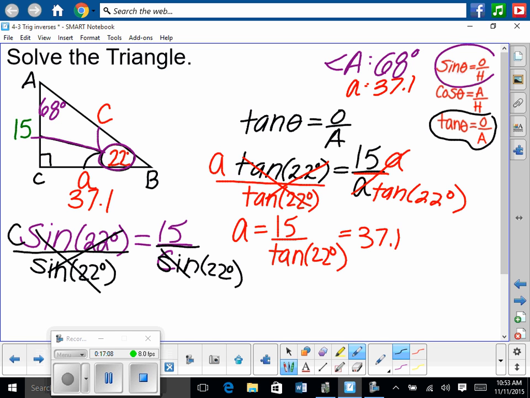So type that in. 15 divided by sine of 22, and you get 40. Yep. So side C is 40. Side C is 40. And have we filled in our full triangle?